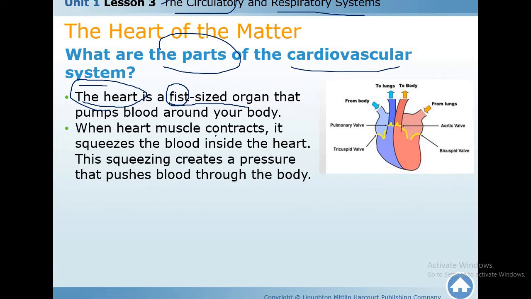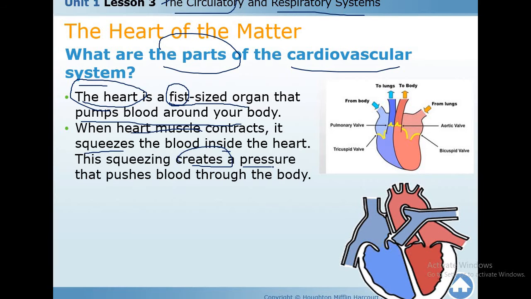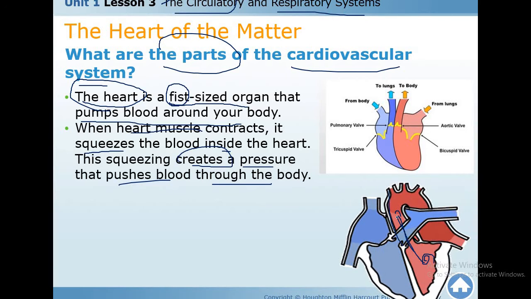So what's the function of the heart? It pumps blood around your body. When the heart muscle contracts, it squeezes the blood inside the heart. This squeezing creates a pressure inside the heart that pushes the blood outward, like this. When the pressure increases here, it starts to push up.